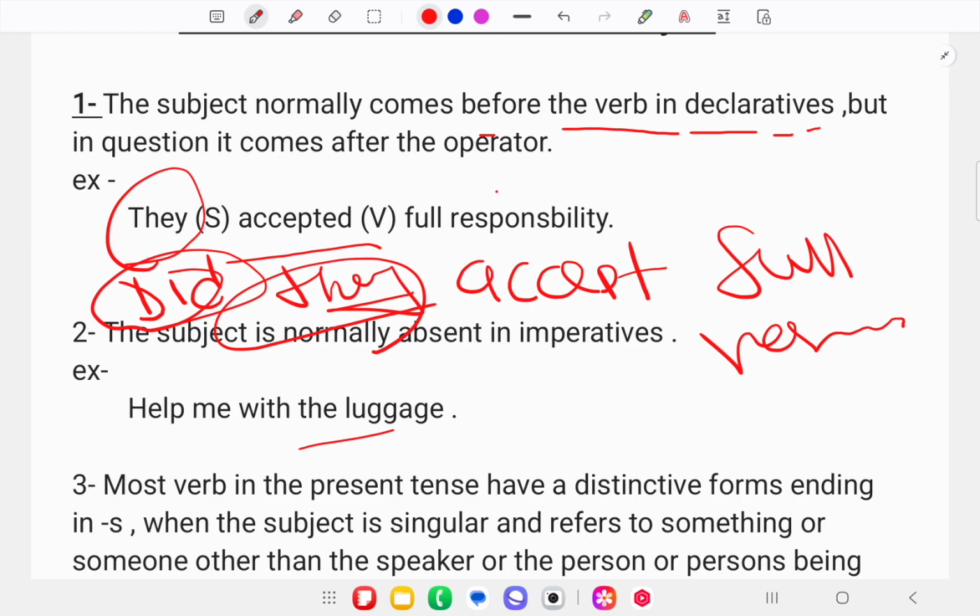Okay. So here is the example: help me with the luggage. In the sense that I'm saying to you, I'm not saying to the many people who are present on this earth, I'm saying to you, help me with the luggage. It means you just help me with whatever luggage I have.